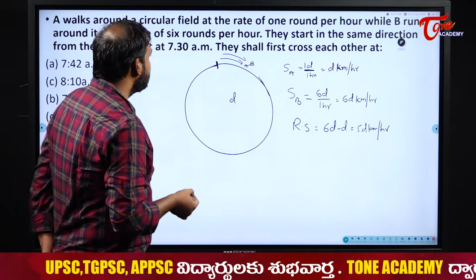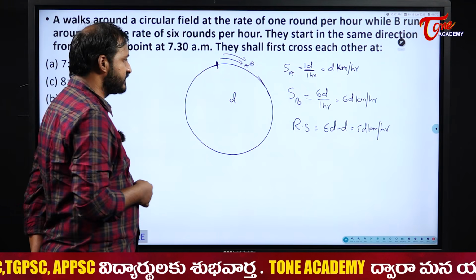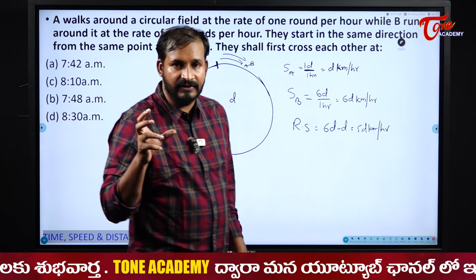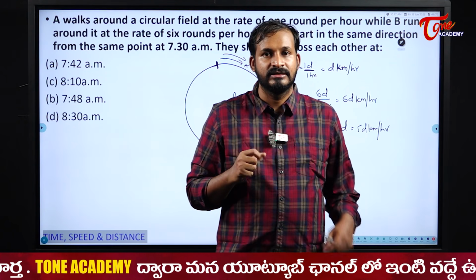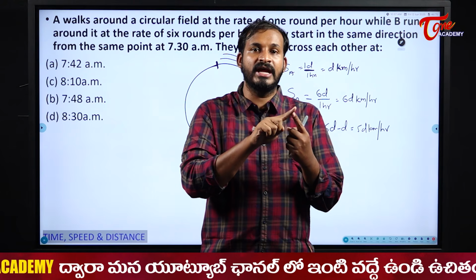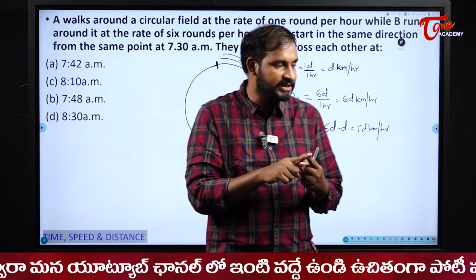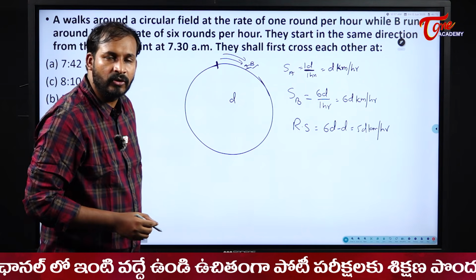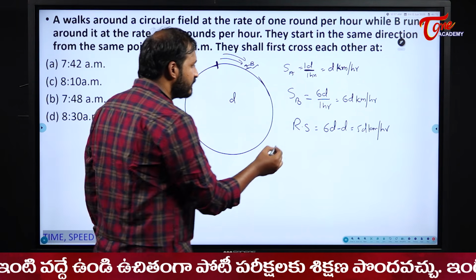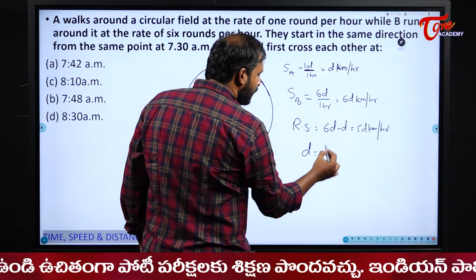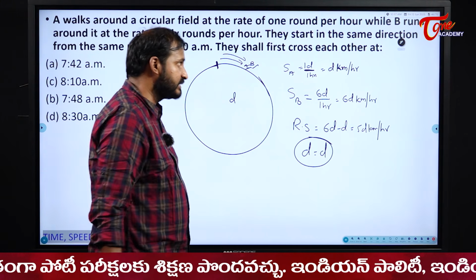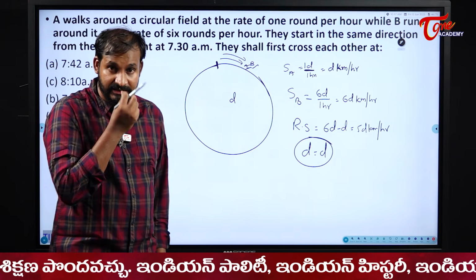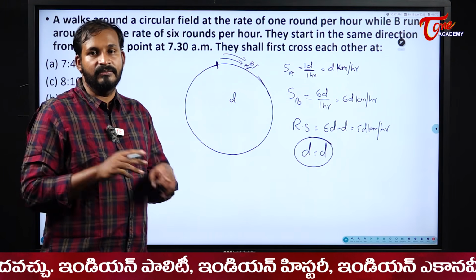Okay. When they will cross each other for the first time, what should be the difference between those two distances? When B covers more than the distance covered by my A, then they both will meet, right? So now here the distance will become what for me? It should cover what distance more? D distance. Then only they both will meet each other.